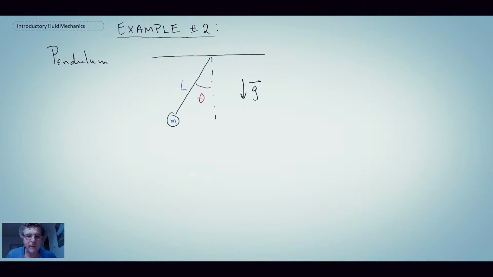So here's a schematic of a pendulum. The mass of the bob is mass m, I should say. The length of the pendulum is L, and it is at an angle theta with respect to the vertical, and the gravity vector is g. And so what we're asked to do is to write an expression for the period of the swing using Buckingham pi analysis.